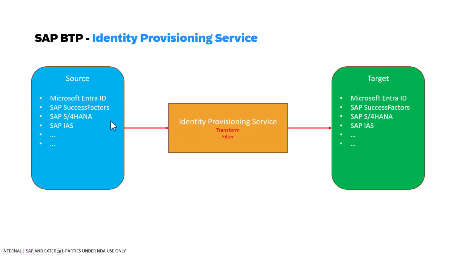Let's say there are some changes in the Entra ID, so it can move all those changes to the target systems. I think with SAP S/4HANA, if anything changes, it's able to automatically let the Identity Provisioning Service know that something has changed.